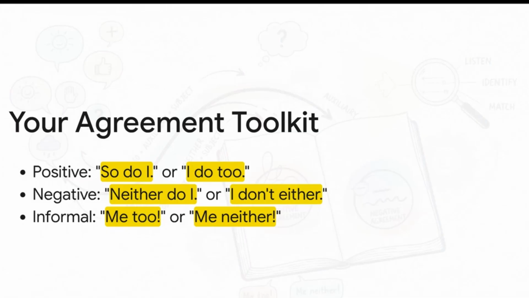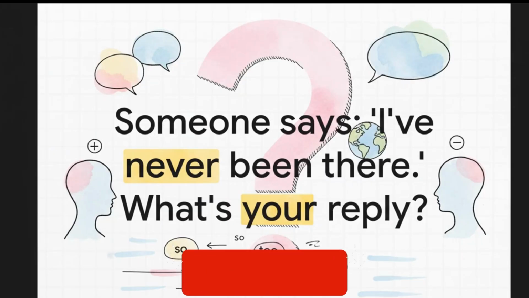So let's wrap this all up into your own personal agreement toolkit. For positive stuff, you've got so do I or I do too. For negative, it's neither do I or I don't either. And then for those quick informal moments, you've got the super easy me too and me neither. You're all set. All right, time for a quick pop quiz.